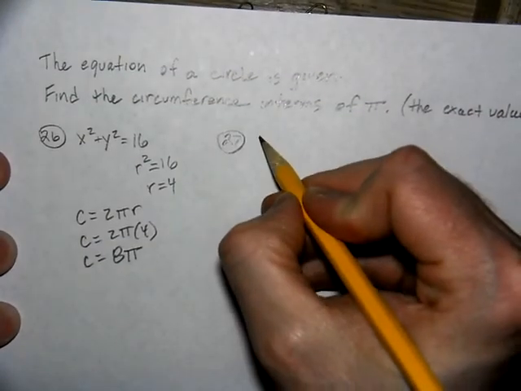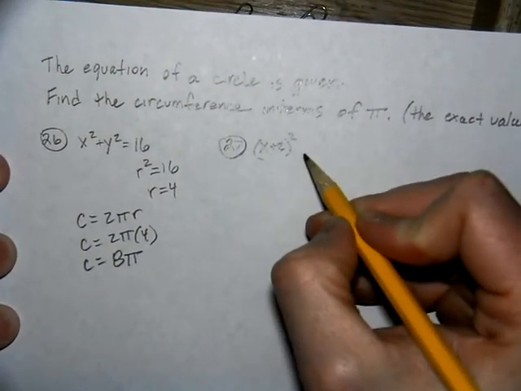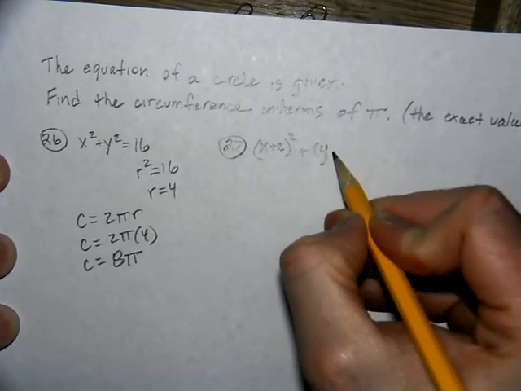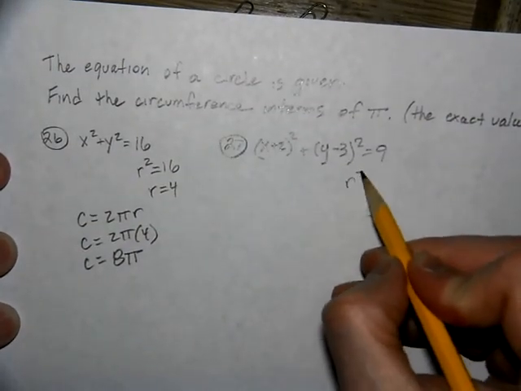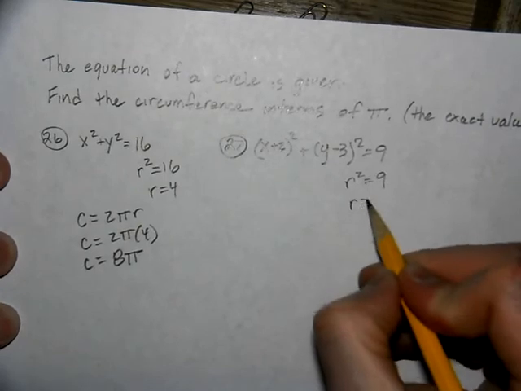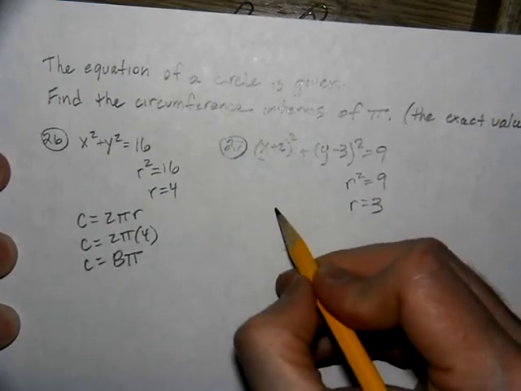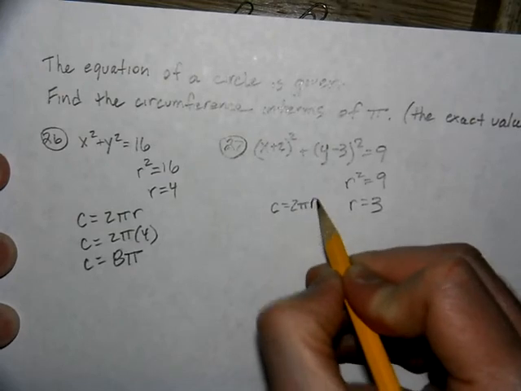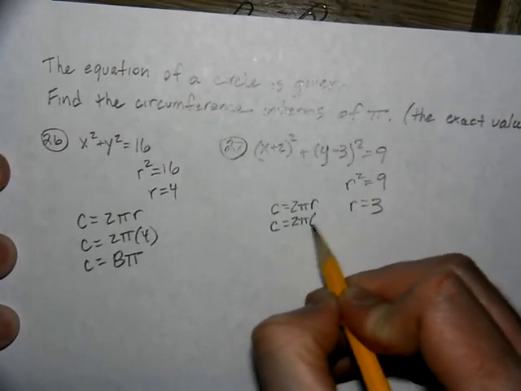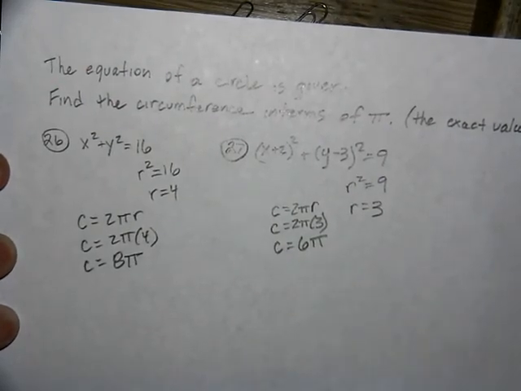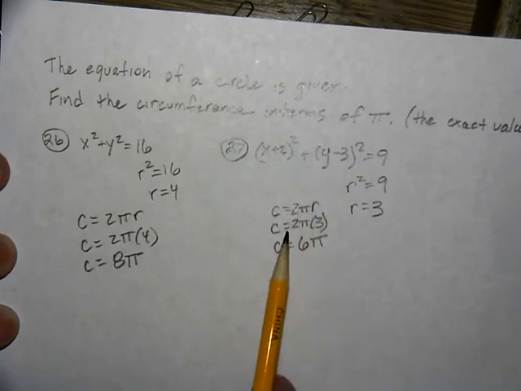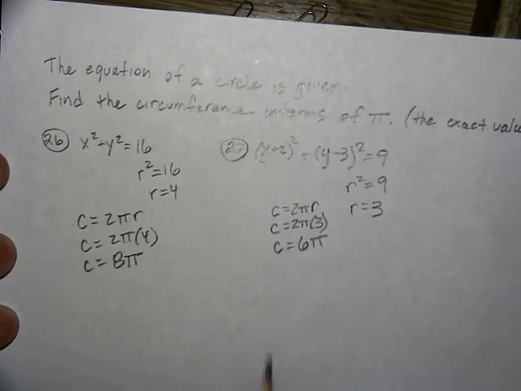With number 27, we have the r squared equals 9, so r equals 3, circumference equals 2 pi r, so circumference equals 2 pi times 3, so we're going to get 6 pi. Okay, true, in this case the center is not at the origin, but that doesn't have anything to do with the circumference. The circumference has completely everything to do with the radius.